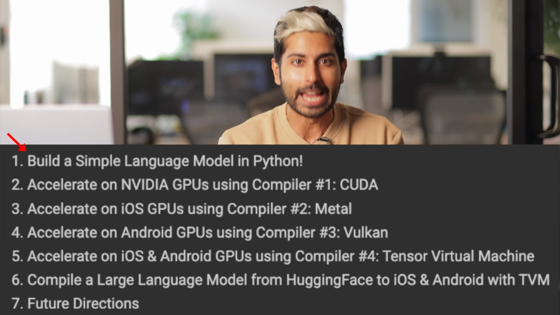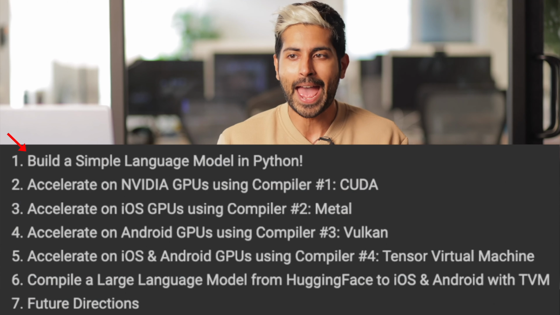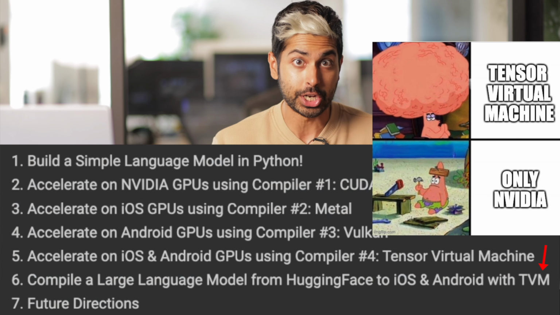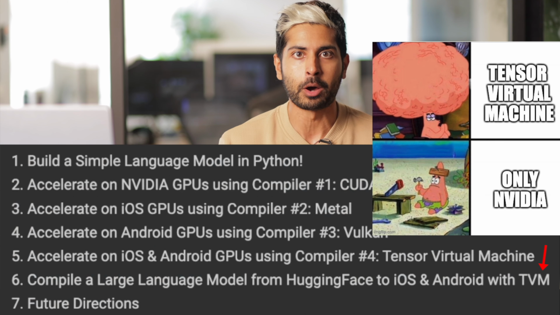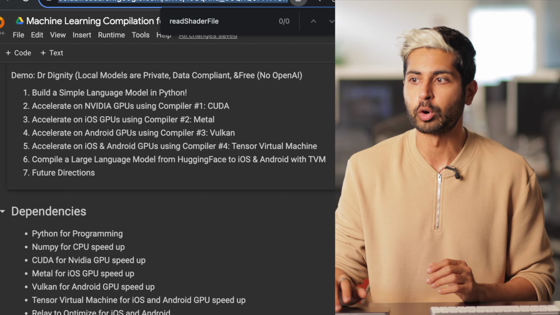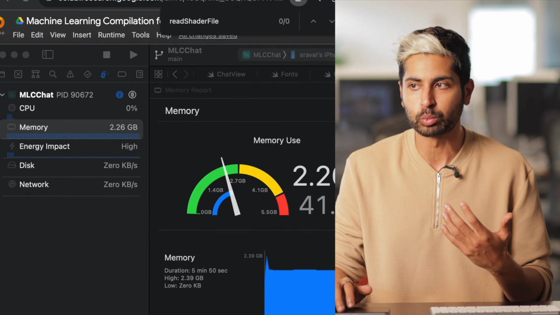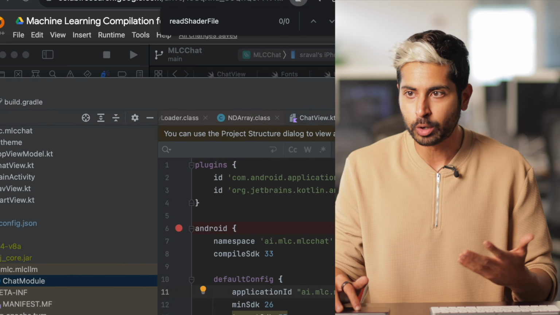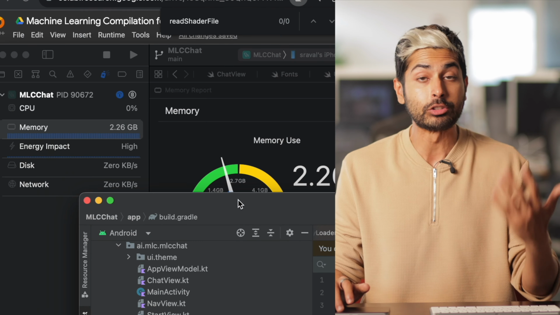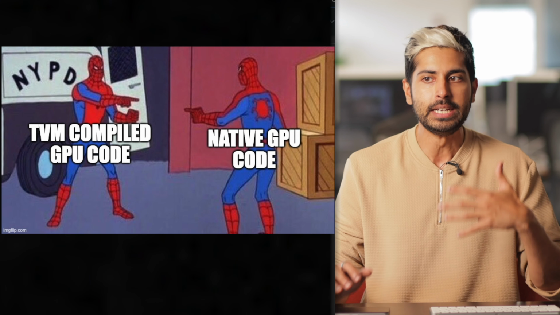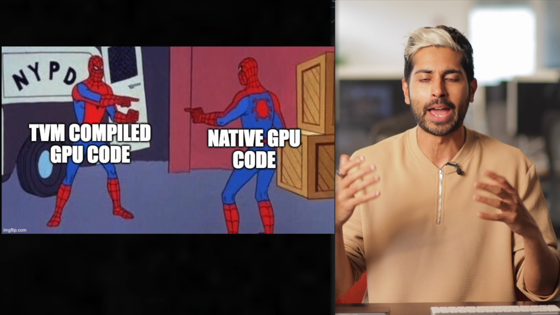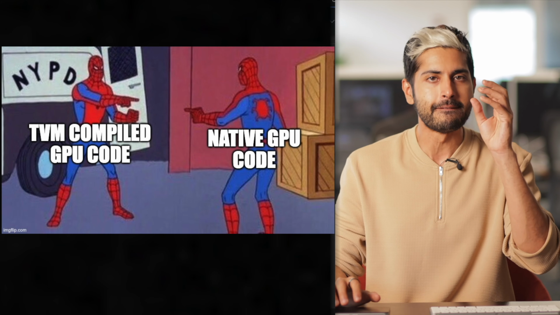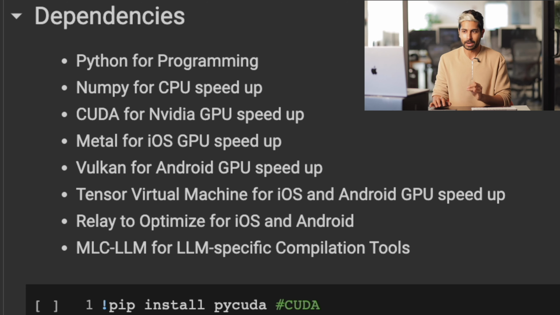And I want to get you to the point where you understand how the Tensor Virtual Machine works. And that's the core technology that I used to get my machine learning model to run on iOS and Android. And you can see I have Android Studio up as well, not just Xcode. And I have an Android version of the app and all of that. And this is all using the Tensor Virtual Machine to work. But before we talk about the Tensor Virtual Machine and all that, we got to start small. So let's build a very simple language model in Python. And then we're going to continually build up from there.